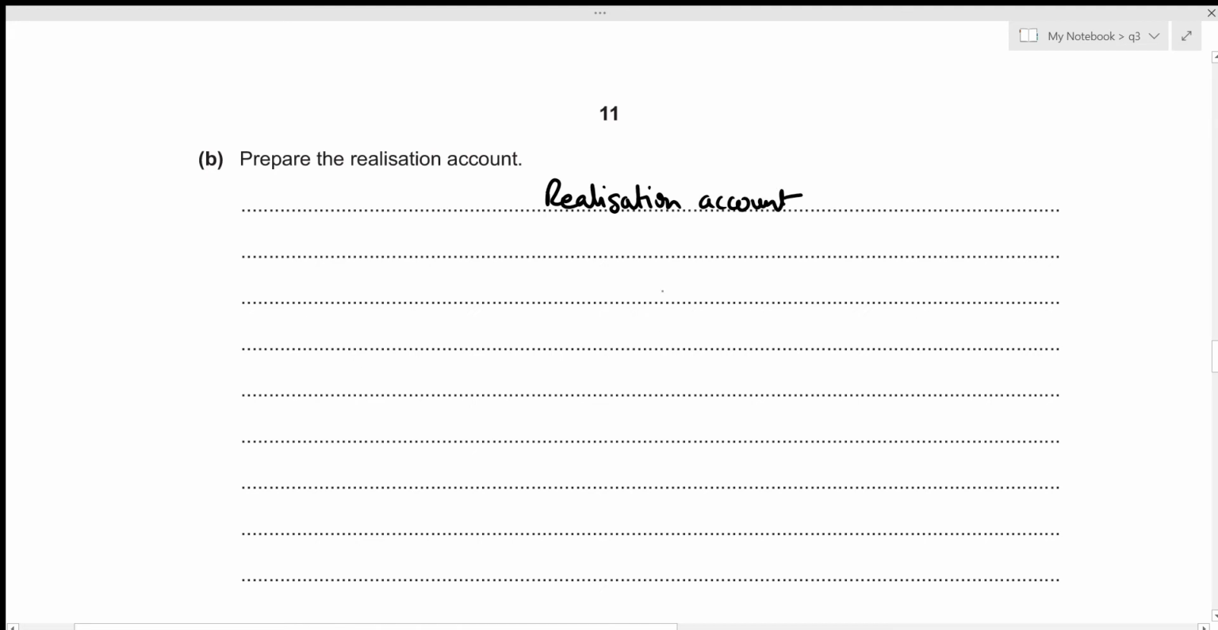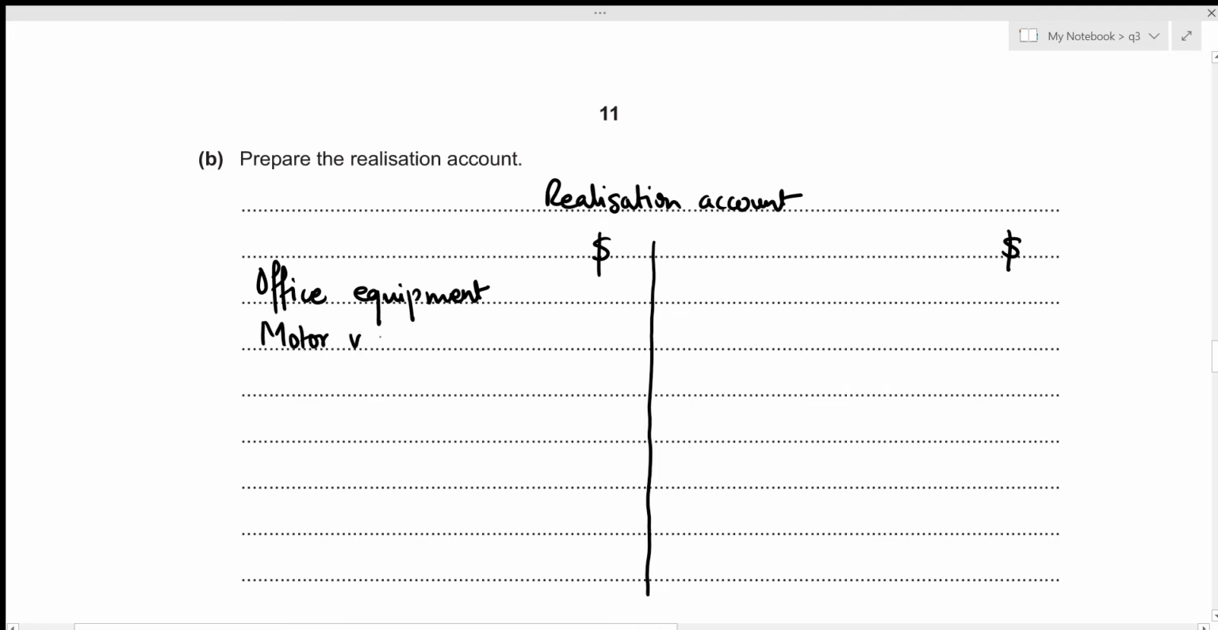Okay, so the realization account has the debit side and the credit side. The first step in our realization account would be to record all of the assets taken over by X Limited at their original value on the debit side. So the assets taken over were office equipment, motor vehicle, inventory, and trade receivables.